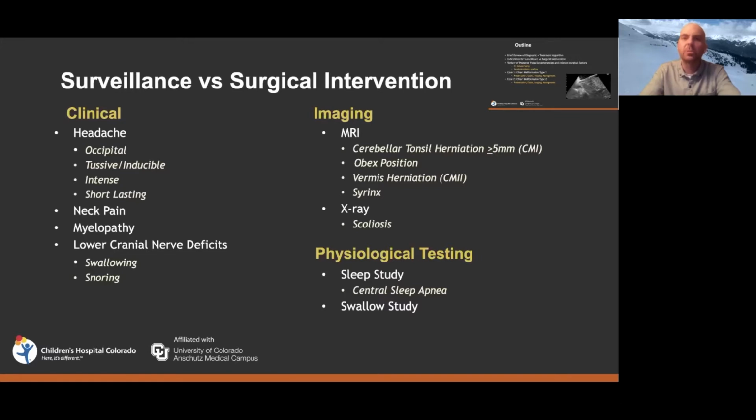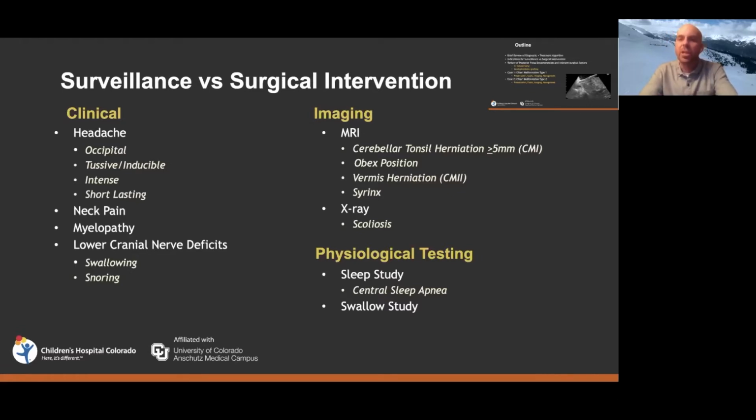When people have migraine headaches, cluster headaches, or frontal headaches, those aren't going to get better with treatment of a Chiari, even if they do have a Chiari. So it's critically important that you recognize the details of headaches that can actually be treated with our therapies for Chiari. Other common clinical findings in patients with Chiari are neck pain and myelopathy, which usually comes along with a syrinx. Lower cranial nerve deficits can come along with brainstem compression and manifest as swallowing problems, sleep apnea, snoring, things of that nature. Those are the clinical pieces you're looking for. Periodically, you'll even see eye movement abnormalities or loss of reflexes.